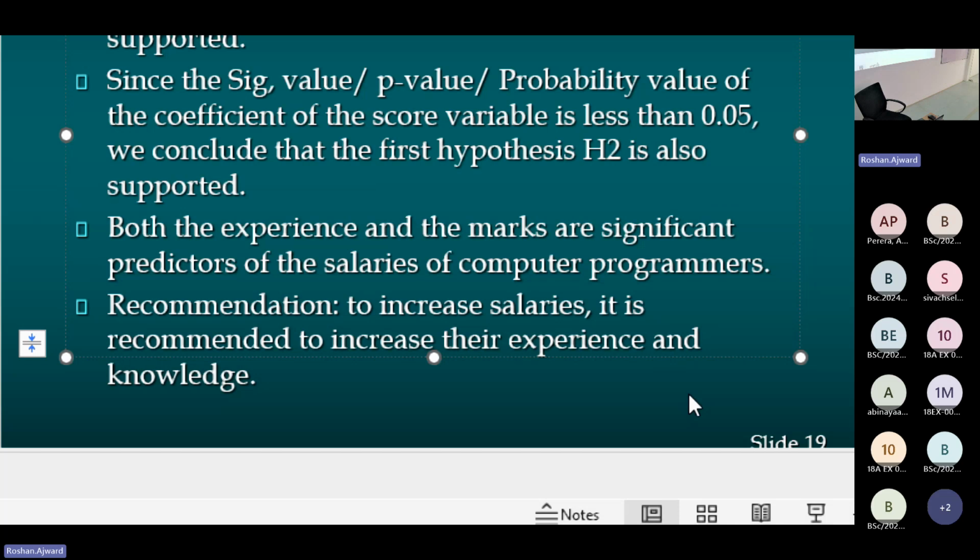Then what you can do? You can increase their effect. So here what you have to understand is you give recommendations for significant predictors. Is that clear?